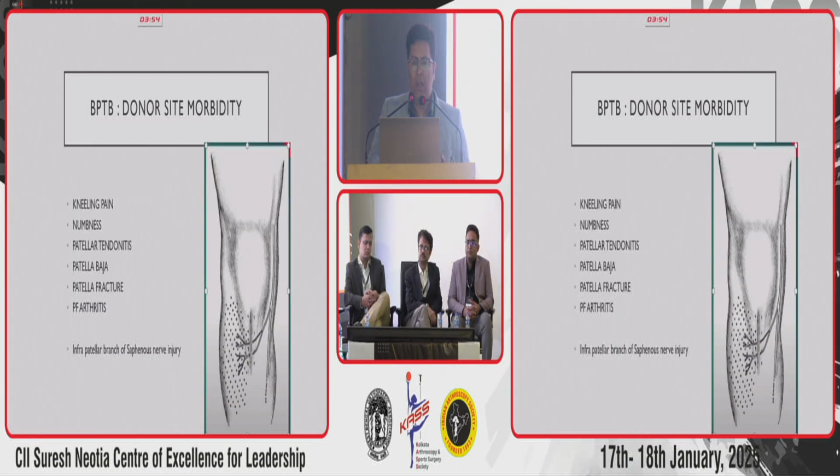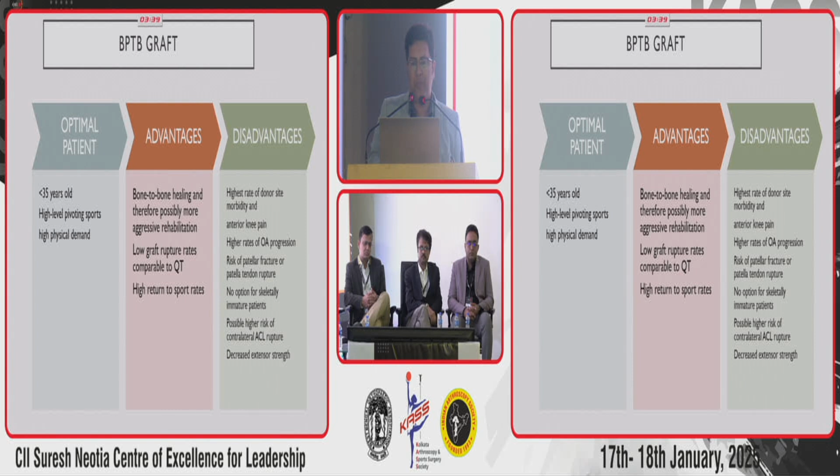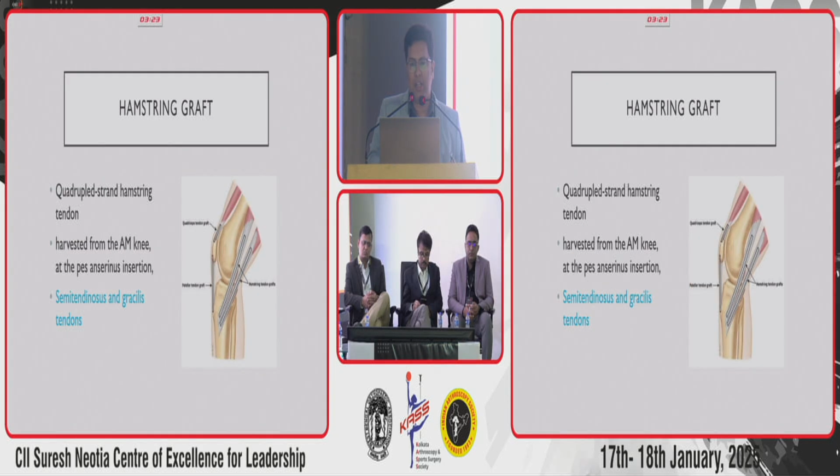bone healing. So BPTB, though it's a strong graft, has much more donor site morbidity like knee pain, kneeling pain, numbness, patellar tendinitis, patella fracture and patellofemoral OA. So what's the optimal patient? It's the younger age group with a high level of pivoting activity, and the advantage is a low graft rupture rate, but multiple disadvantages and complications of the donor site as previously explained.